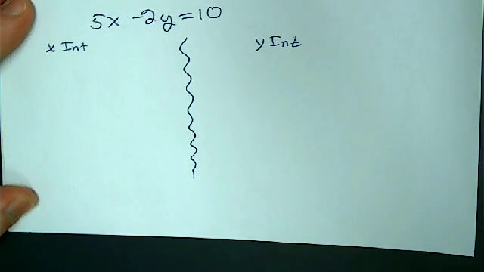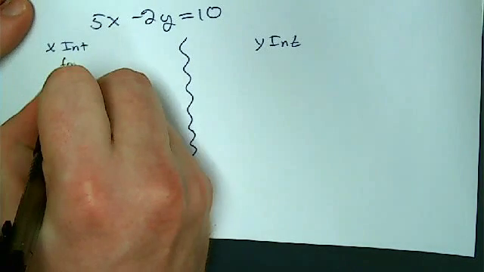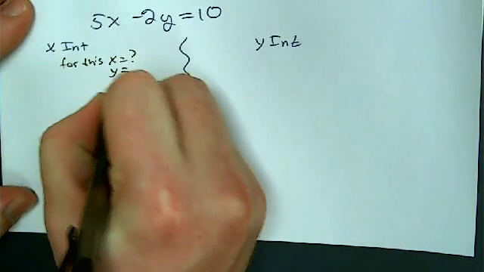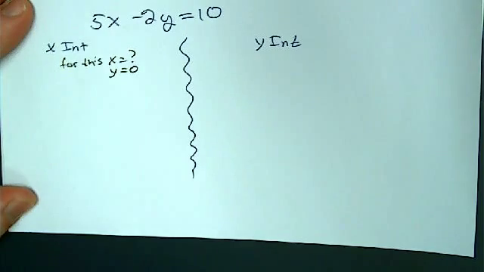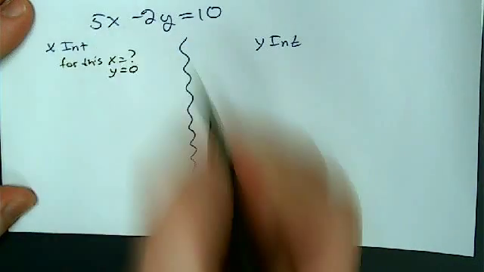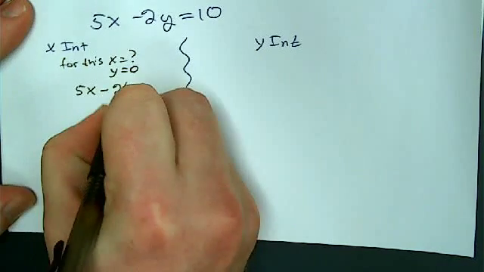What we're looking at here, remember we said for the x-intercept that for this, we want x to equal something, y equals 0. So we're going to plug 0 in for y. We need to know what the x is when y is 0. 5x minus 2.